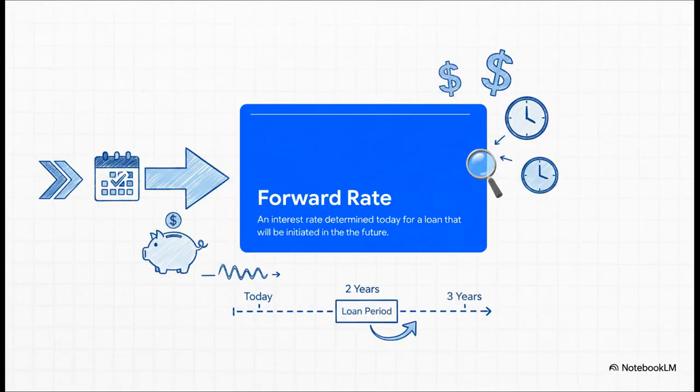And a forward rate? This is pretty cool. It's like the market's pre-order price on a loan. Using the spot rates we have today, we can figure out what the market thinks the interest rate will be for, say, a 1-year loan that doesn't even start for another 2 years. You're locking in a future rate, right now.